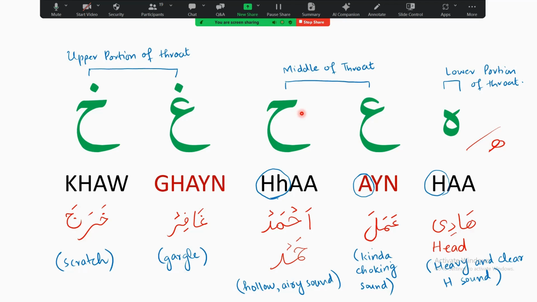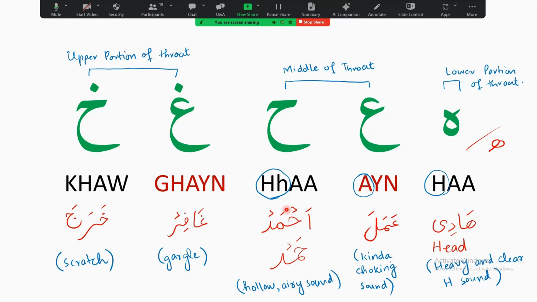Why? Because the articulation points of these two letters are different. These two letters are not from the same point of articulation, right? So this letter is from the lower portion of our throat. This letter is from the middle portion of our throat. Another difference is that the sound of this letter is like a heavy and clear H sound, and you're already familiar with this sound, right? The clear H sound of ha. This letter of ha does not have this clear sound of H, but rather there is this hollow, airy sound when we say ha.